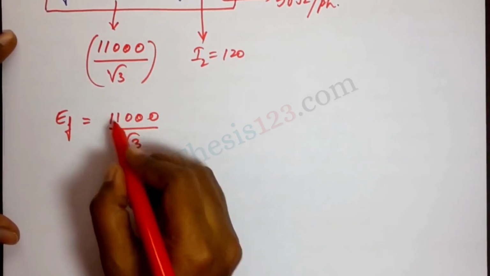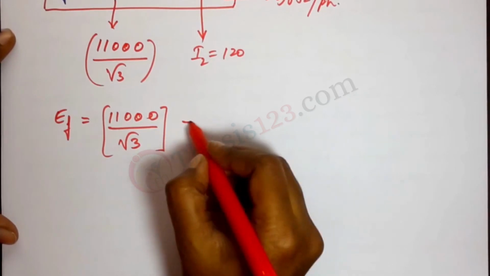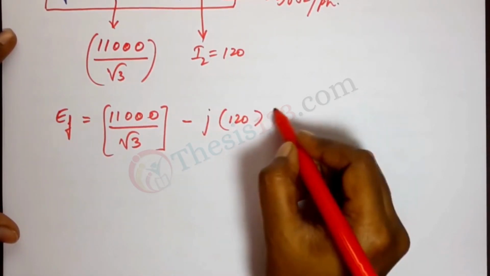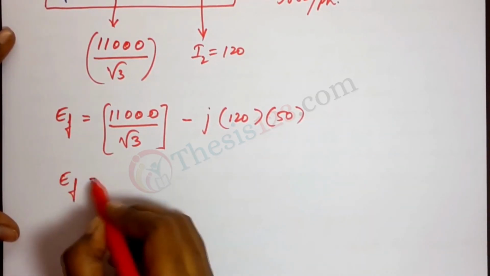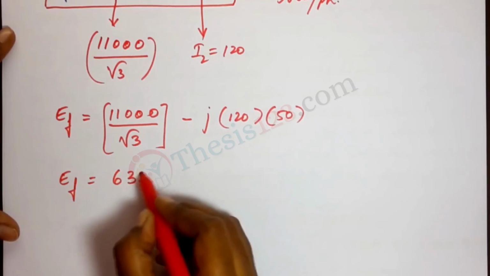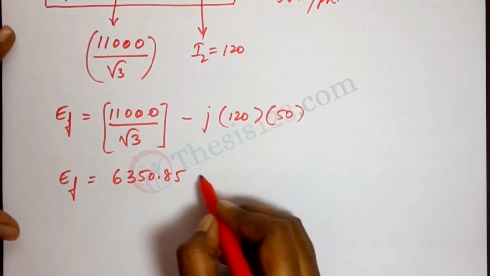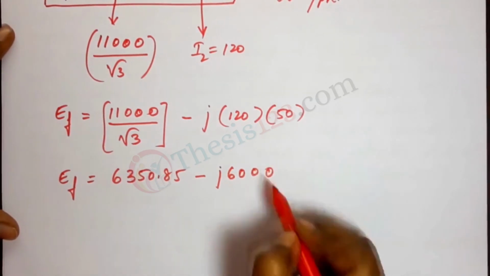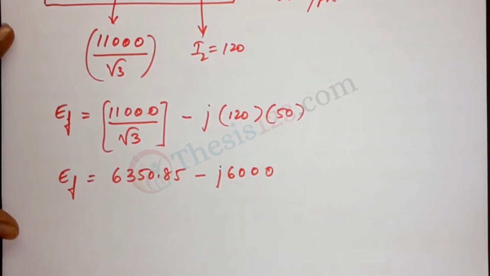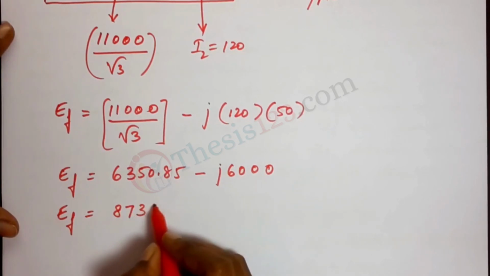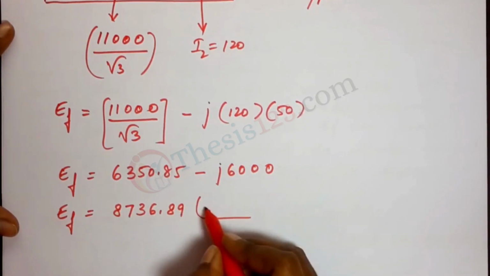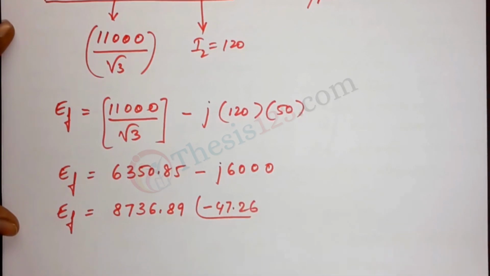11,000 divided by root 3 minus j into 120 into 50. So the value we get here is 6,350.85 minus j 6,000. Now, just as I mentioned earlier, we have to write this in terms of polar coordinates. So, converting this into polar form, you would get 8736.89 angle minus 47.26. So, what is the load angle here?